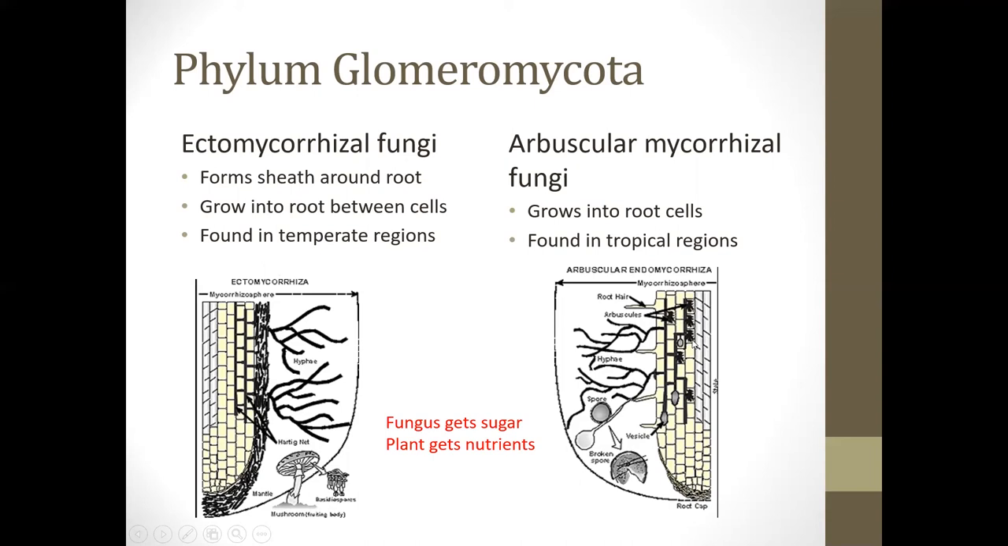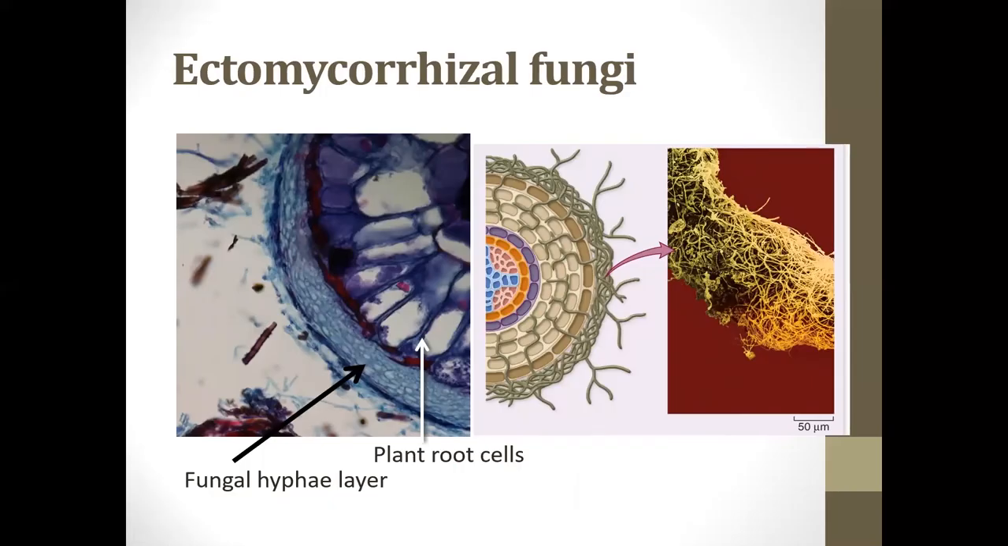Arbuscular grows inside the cells and does not create a sheath, while the ectomycorrhizae grows outside the cells and does create a sheath. Now we have terms for these two different types of growth. Whenever something is inside a cell, we call that intracellular, and intra means within. So intra means inside the cell. Well, here, when things are growing between cells, we call that intercellular. Inter means between, while intra means within. So intercellular growth with the ectomycorrhizae and intracellular growth with the arbuscular mycorrhizae. All right, so you will have to be able to identify this on the quiz in the practical.